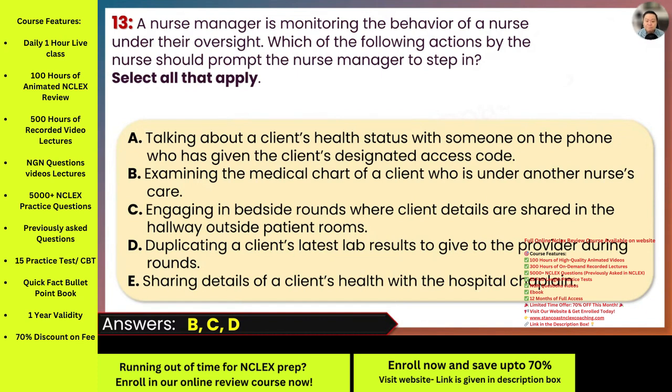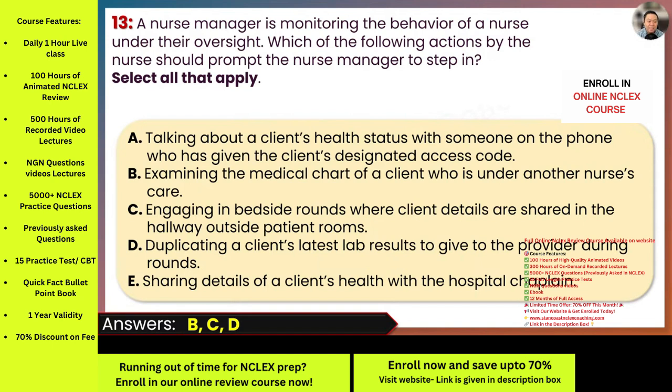Now, what about letter D? This is also correct because printing extra copies of lab results can increase the risk of the papers getting lost, being misplaced, or being seen by unauthorized people. The provider can access the lab results electronically by themselves without needing a duplicate paper copy. And so this is also one of the answers. Only print or copy when it's absolutely necessary, and keep in mind to dispose of those printed materials securely, such as by shredding or putting them in one of those HIPAA bins.